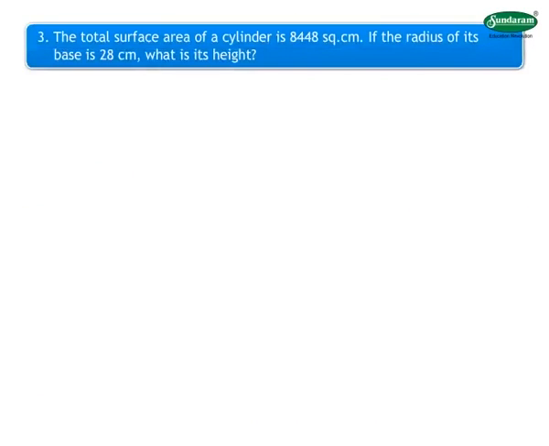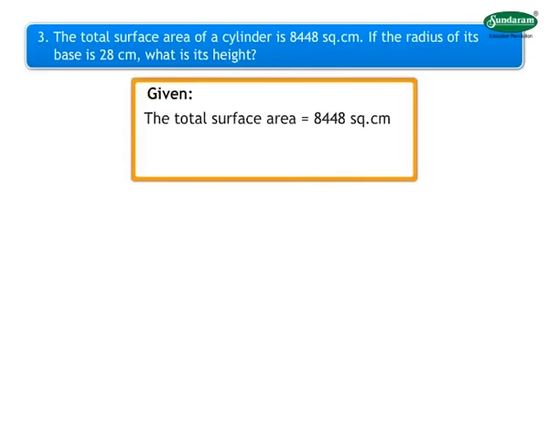3. The total surface area of a cylinder is 8,448 square centimeter. If the radius of its base is 28 centimeter, what is its height? Given. The total surface area is equal to 8,448 square centimeter. Radius is equal to 28 centimeter. We have to find the height.